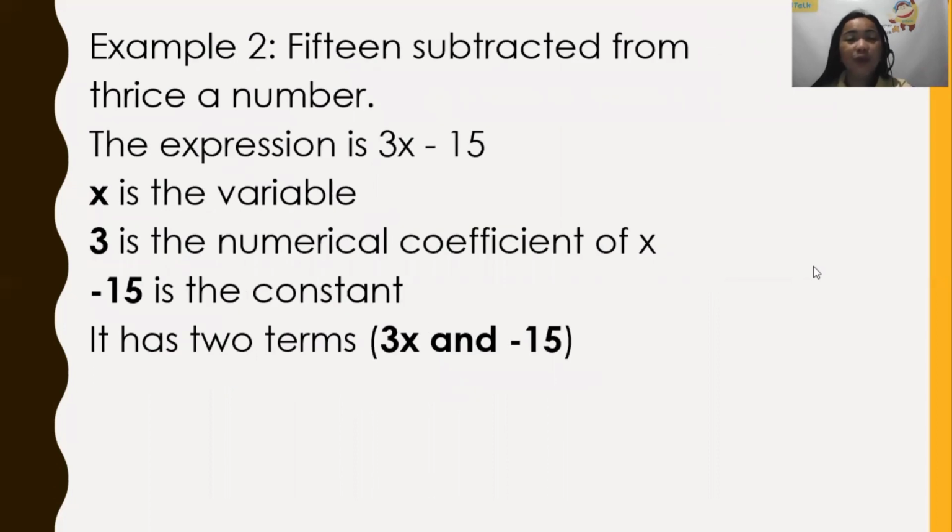Example number 2. 15 subtracted from thrice a number, and the expression is 3x minus 15. x is the variable, 3 is the numerical coefficient of x, and negative 15 is the constant. And this also has two terms, the 3x and the negative 15. These are the examples for this lesson.